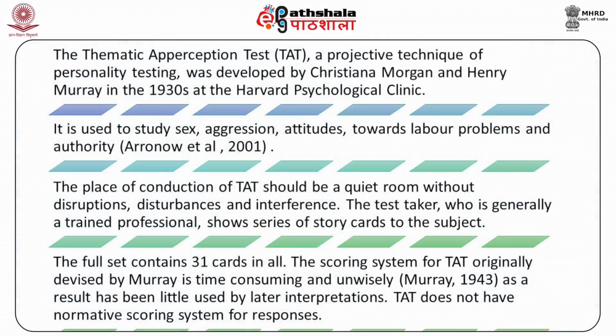The Thematic Apperception Test, a projective technique of personality testing, was developed by Christiana Morgan and Henry Murray in the 1930s at the Harvard Psychological Clinic. It is used to study sex, aggression, attitudes towards labor problems and authority. The place of conduction of TAT should be a quiet room without distractions, disturbances and interference. The test giver, who generally is a trained professional, shows a series of story cards to the subject. The full set contains 31 cards in all.